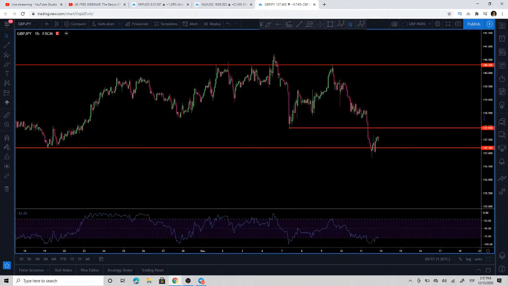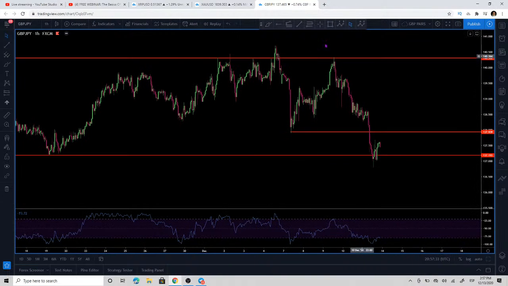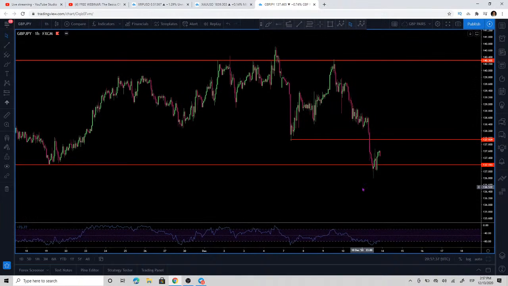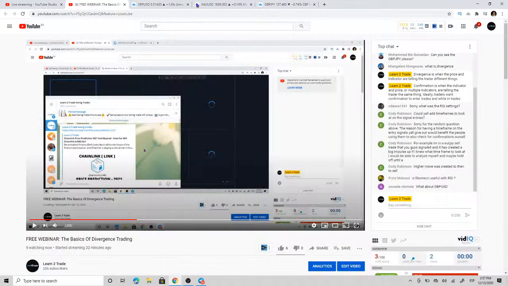Also, don't get caught using divergence for everything, right? The way that you have to use it is just by looking at the direction of the market and looking for justifications on that entry, right? Let's have a look at another market. Let's see some GBP USD.